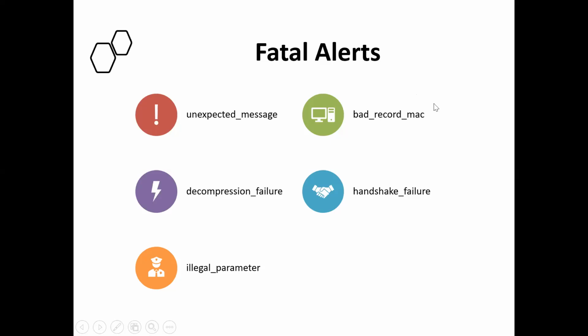Then another one is bad record MAC. That is, whenever the two entities fail to generate the MAC, the message authentication code. When any of the entities fails to generate the MAC, at that time they're going to issue the alert message, bad record MAC. At that time also the connection is terminated. Then decompression failure, this takes place at the receiver side.